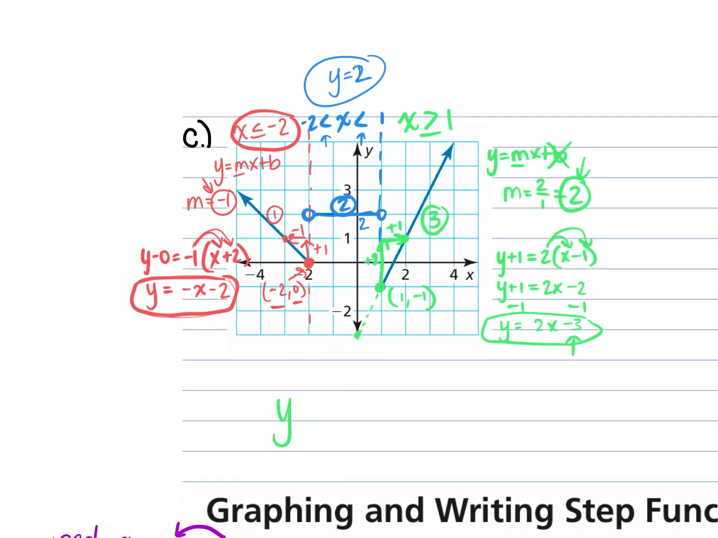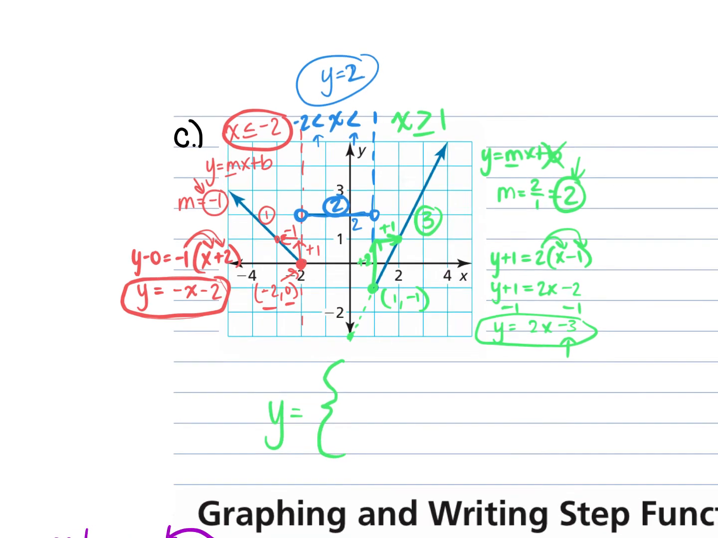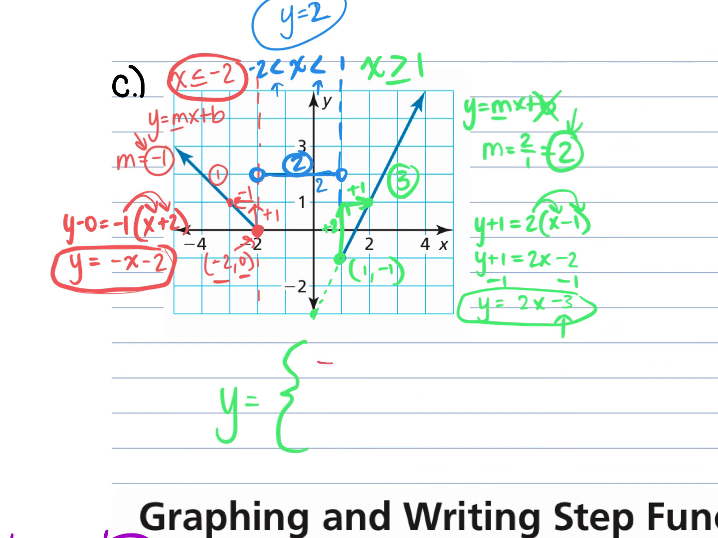So we're going to write y equals, and this one has 3 pieces, so I need to save space for 3 different lines. The first line is going to be -x minus 2. That's the equation of the red piece, if the x values are less than or equal to -2.